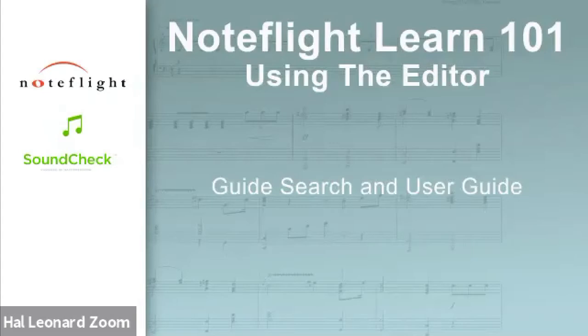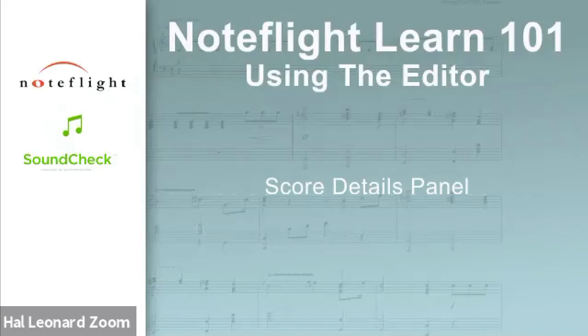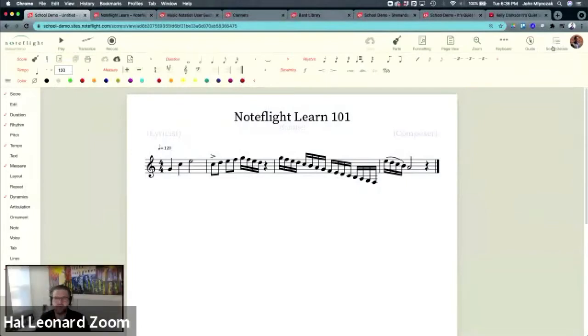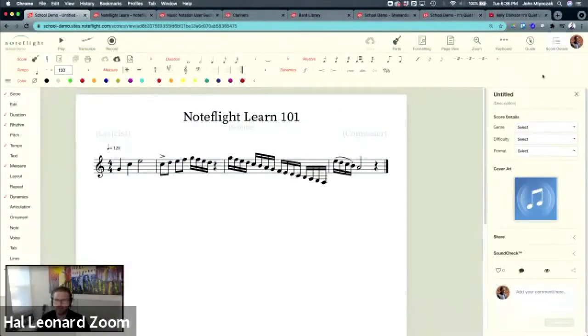Now, let's talk about the score details panel in the Noteflight editor. In the Noteflight editor, you have this score details panel right here, and I'm going to get myself out of the way of it. This is a really important piece because this is sort of your home base for all information about the score. In Noteflight, when you compose music, you can give it a genre.